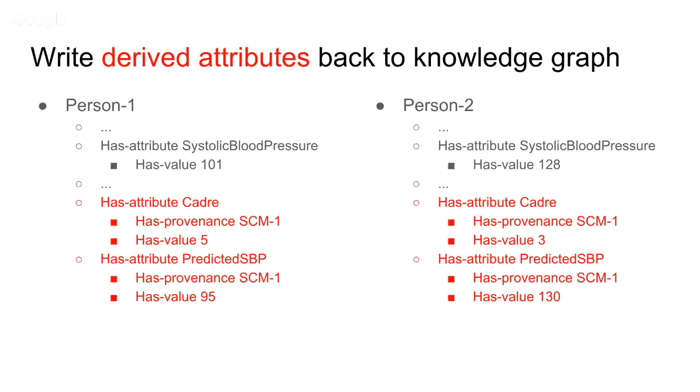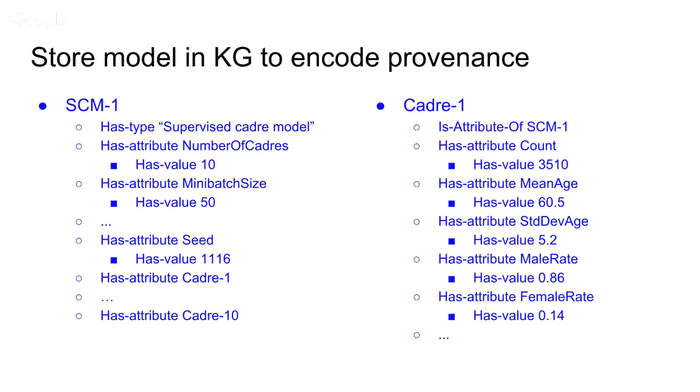So if we were doing this in our toy example, we would now add two attributes to our knowledge graph for each person. So now they have this cadre, which is what subpopulation they belong to, and then they have their predicted systolic blood pressure. And in both cases, we want to link these new attributes to where they came from, because they came from our supervised cadre model.